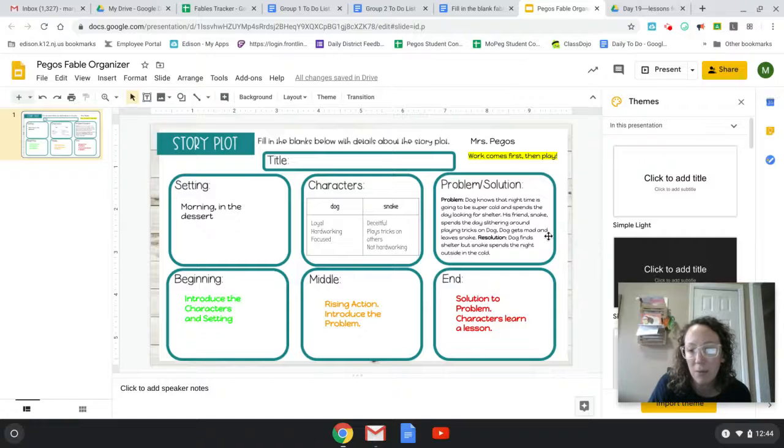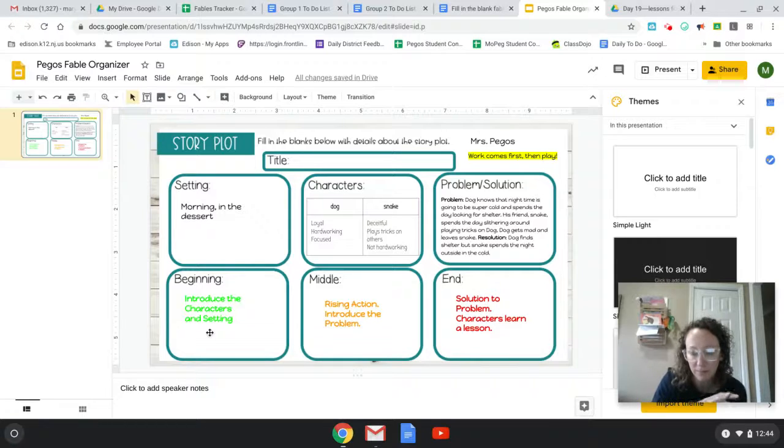I also had to decide what my problem and solution were going to be. So my problem was that dog knows that at nighttime it's getting super cold and he spends the day looking for shelter. His friend Snake spends the day slithering around playing tricks on dog. Dog gets mad and leaves Snake. The resolution or the solution to that problem will be that dog finds shelter, but Snake spends the night outside in the cold.